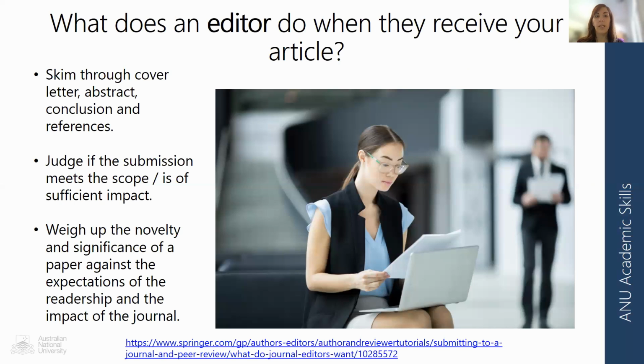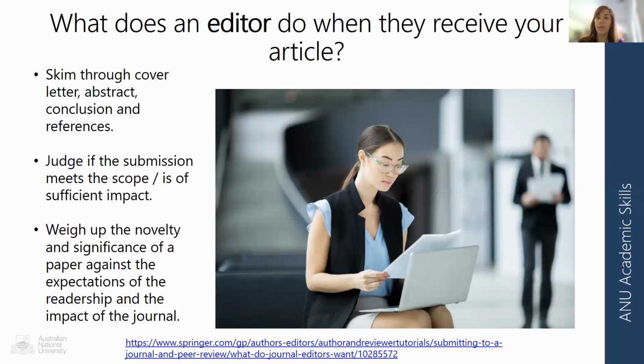Okay, so thinking about editors and what they do when they receive your article, they're going to skim through it. They're going to just look at these few things like it says there: the cover letter, abstract, conclusions, and your reference list. And then they're going to think about, does this meet the scope? Is this a sufficient enough impact? And then they're going to decide, does this meet the general expectations of our readership and of the impact of the journal?